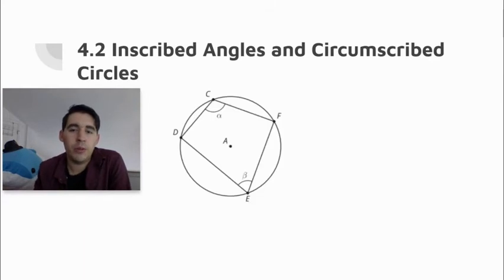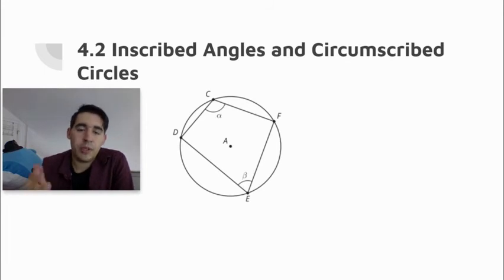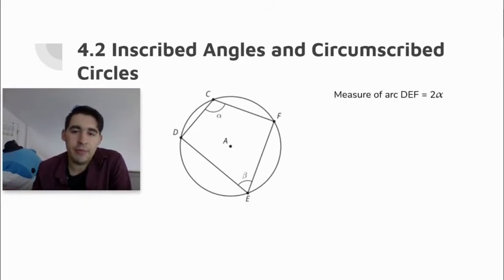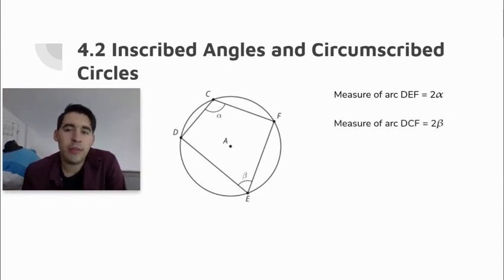Here we have a circle with angles just measured alpha and beta. But because we can look at these as inscribed angles, we know that the measure of arc DEF must be twice as big as the inscribed angle alpha. So measure of arc DEF is 2 times alpha. Take a look at measure of arc DCF. We figure out that that is 2 times beta, 2 times the inscribed angle.